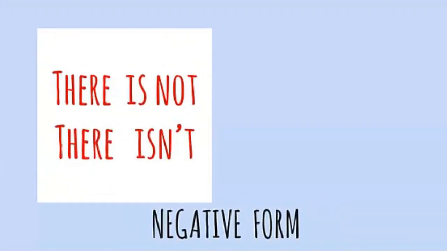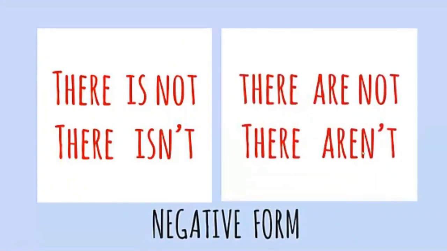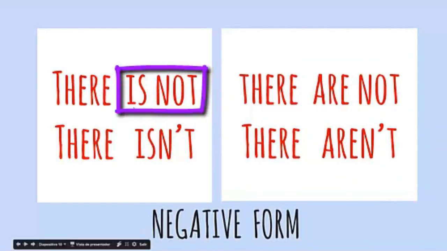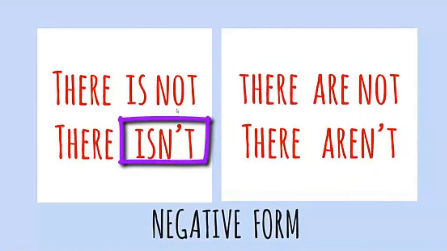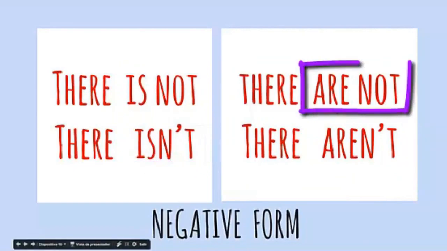The negative is made up by adding the adverb not to the affirmative, either with a singular or a plural noun. Contractions are very common. We usually contract the verb and the adverb like this. Is not becomes isn't. Are not becomes aren't.